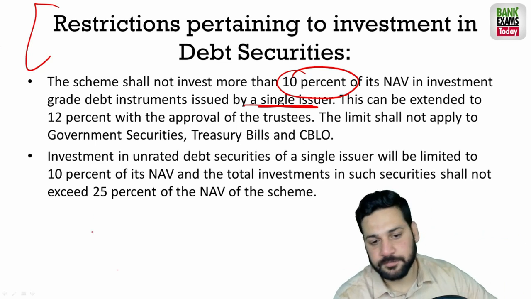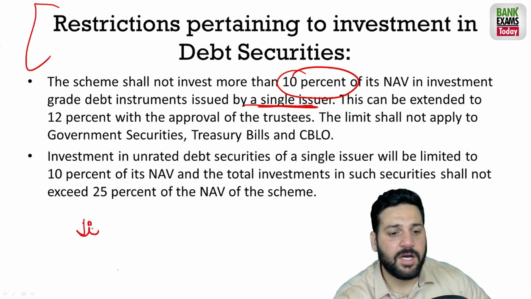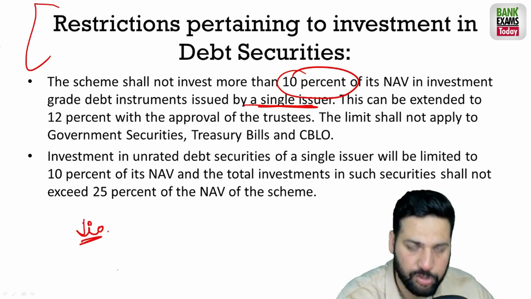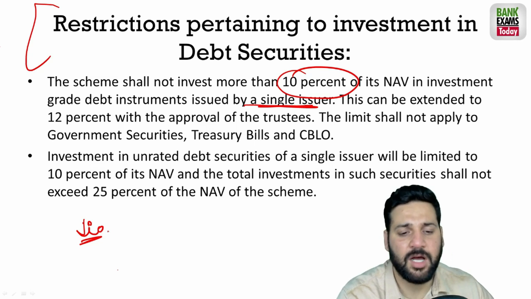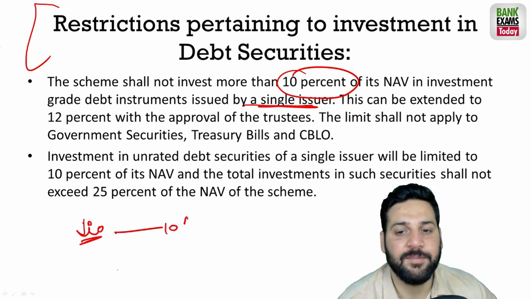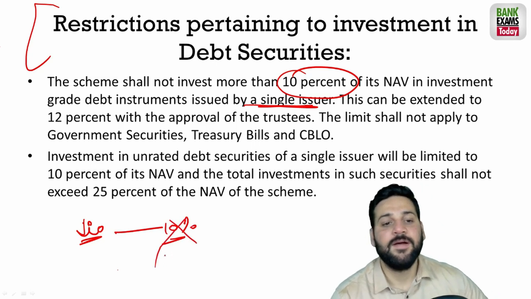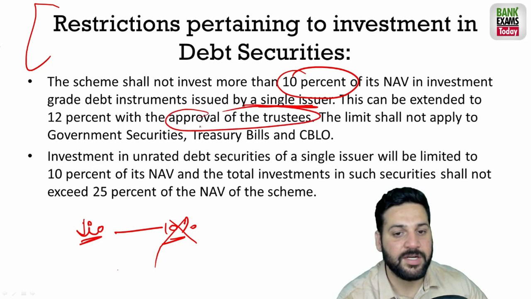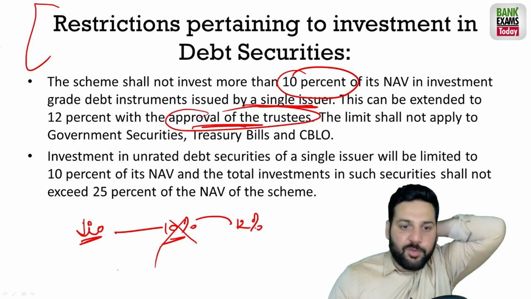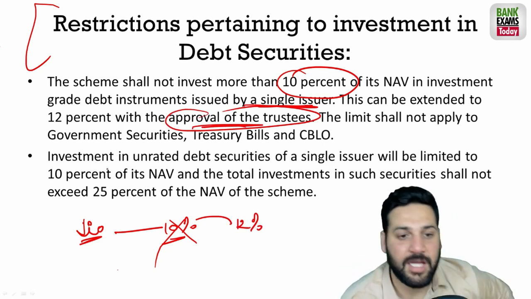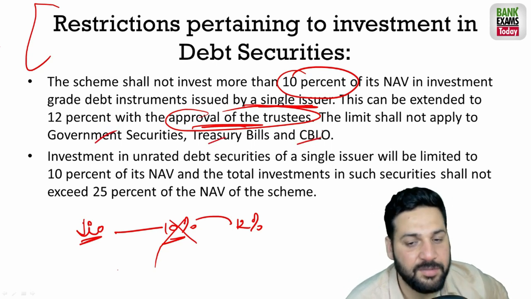Agar let's say Jio ka ek debt instrument aaya tha, no matter what, jitna bhi acha ho, no matter how strong that, how reliable that particular instrument is, you cannot invest more than 10%. But with the approval of the trustee, that is important, you can invest 12%. Otherwise, it's 10%. And that limit is not applicable to government securities, treasury bills, and CBLO.